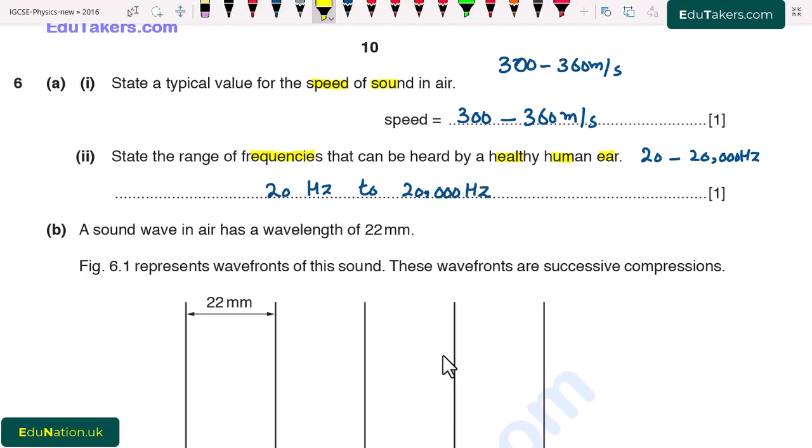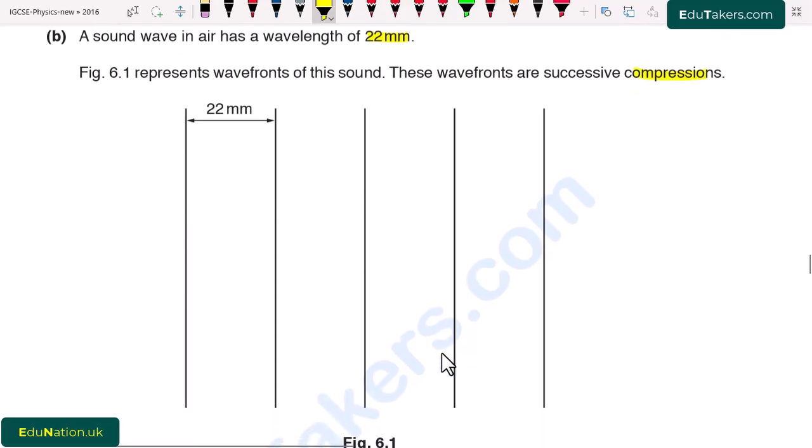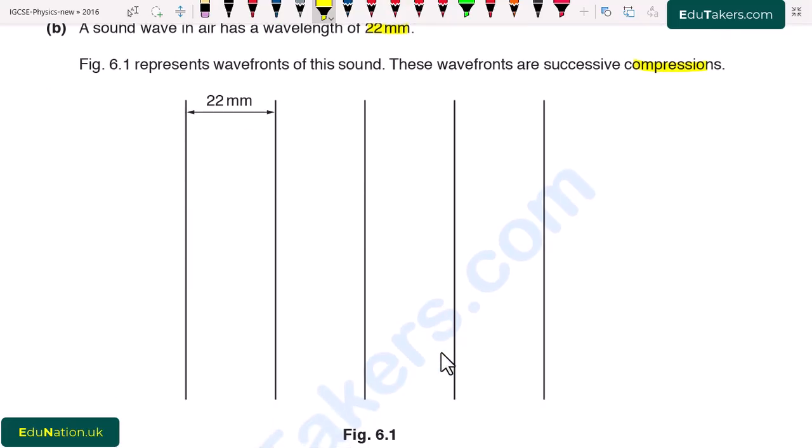Next, part B. A sound wave in air has wavelength of 22 mm. So here wavelength is given. Figure 6.1 represents the wavefront of this sound. These wavefronts are successive compressions. Here is the figure 6.1 and we can see that the wavelength is 22 mm. All of these are the successive compressions and the distance between two successive compressions, here it is 22 mm, is also known as the wavelength.